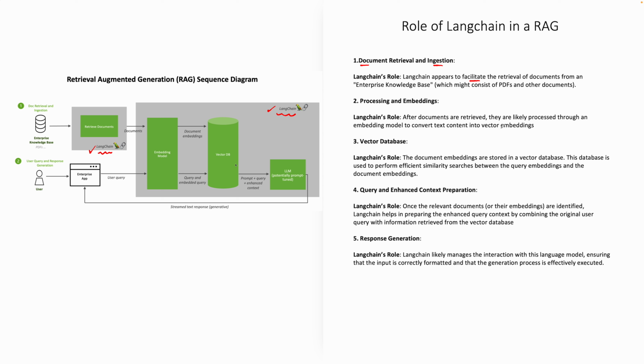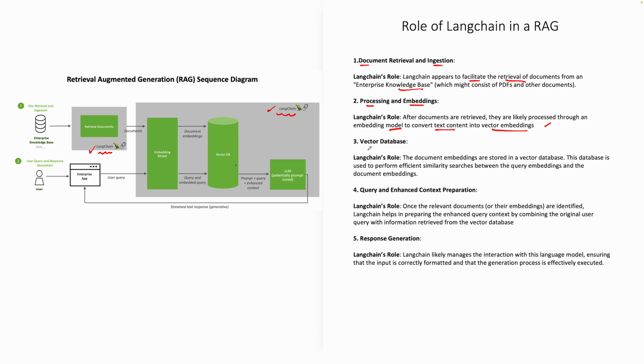So Langchain is helping you to facilitate the retrieval of documents from an enterprise knowledge base, which could be like your set of documents, PDFs and all. Now, once you've retrieved the documents, there is a concept of processing and embeddings. I won't go into details of embeddings. By now, we all know that if it is a sentence, or say a word, it is always broken down into vectors, which is a collection of numbers or an array of numbers, right? So same way, after the documents are retrieved, they are processed through the embedding model to convert the text into vector embeddings, right? So again, that is being done with the help of Langchain.